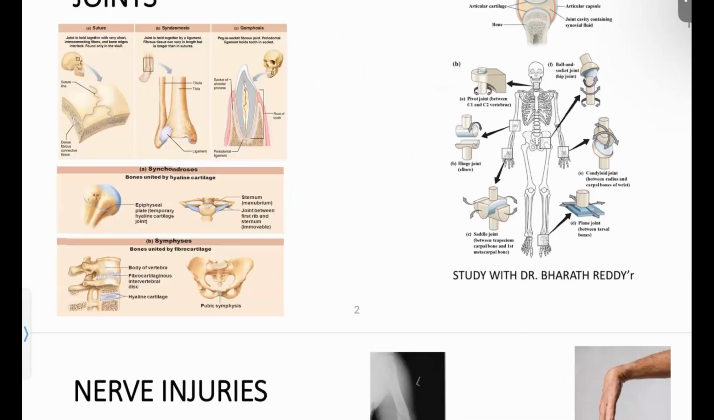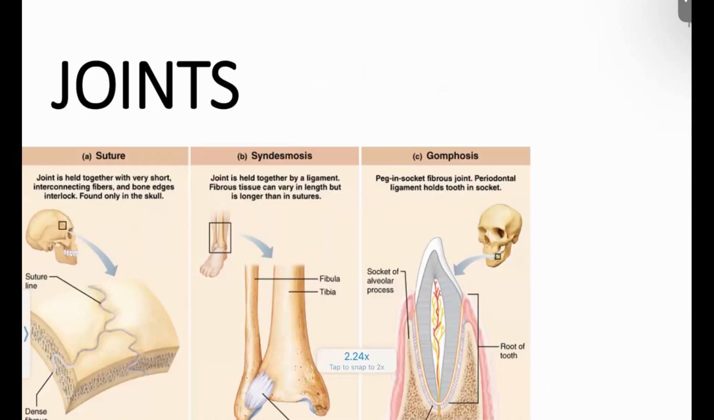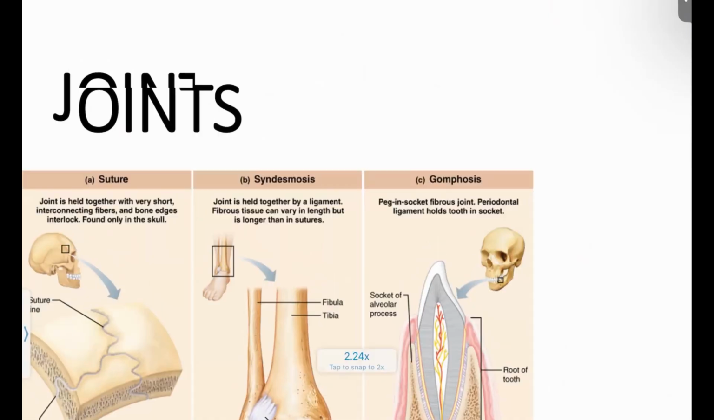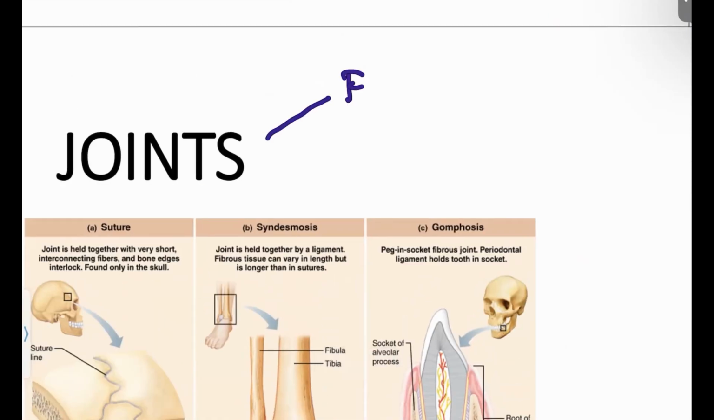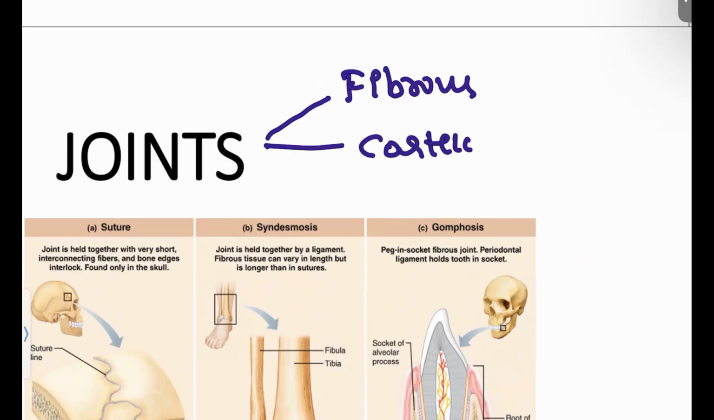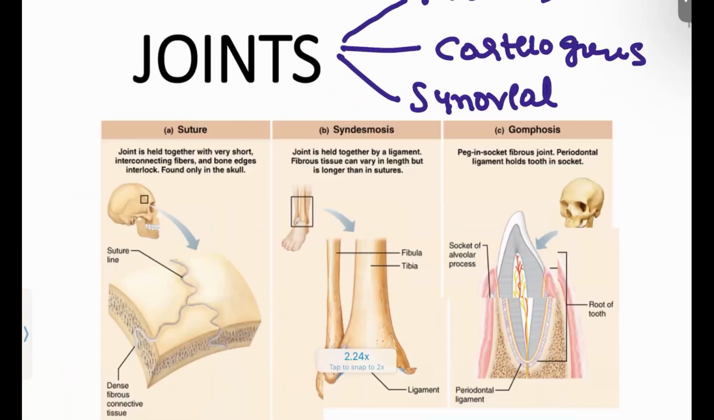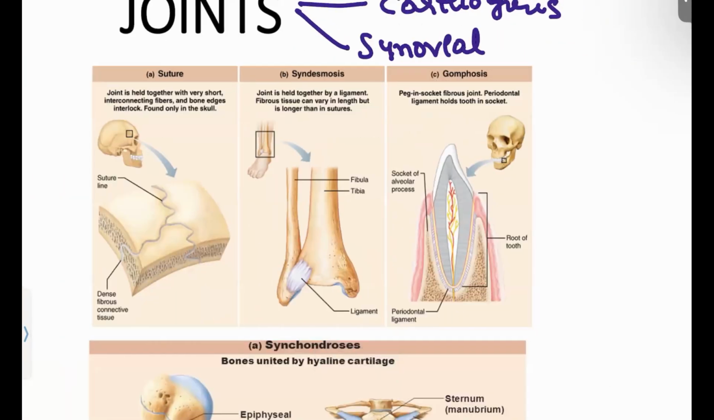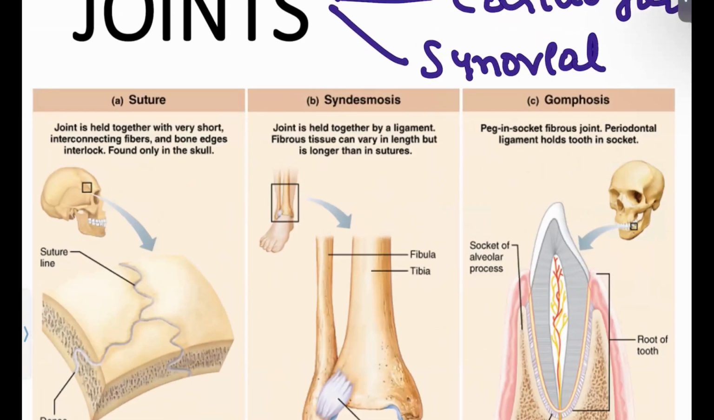Next, we are going to start the topic with the joints. We all know that the joints are of three types. What are those, guys? One is fibrous joints, another is cartilaginous, and the last one is synovial joints, right? We also have to know the examples. Here you can see these are your fibrous joints. There are three types of fibrous joints: suture, syndesmosis and gomphosis.